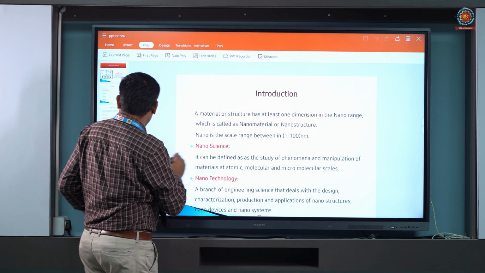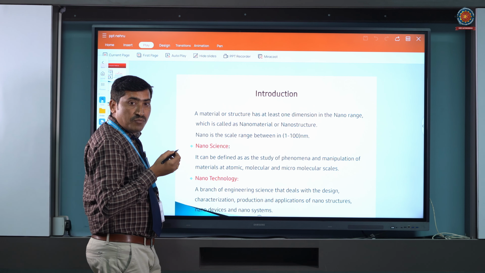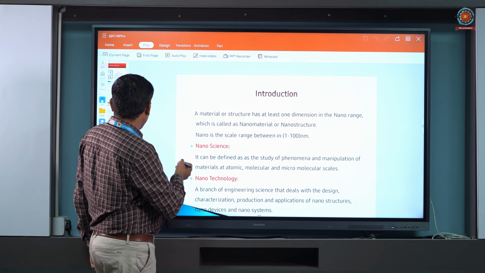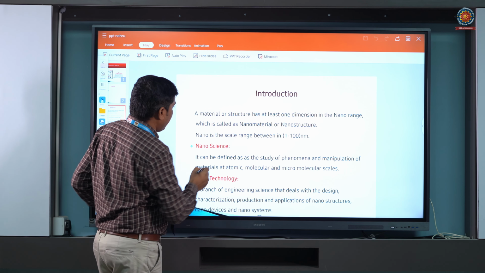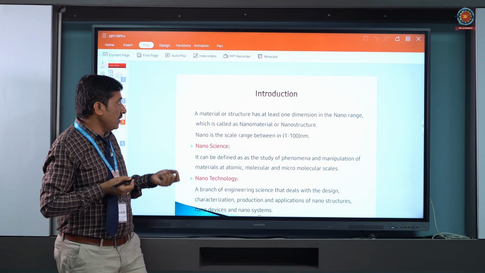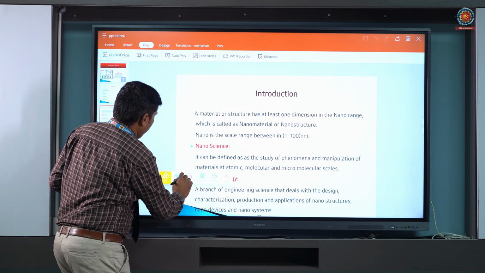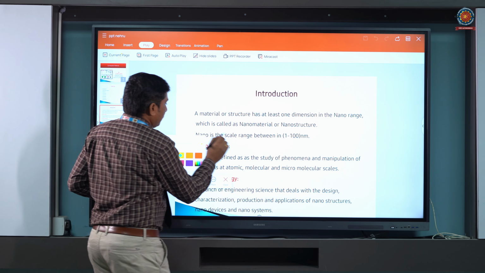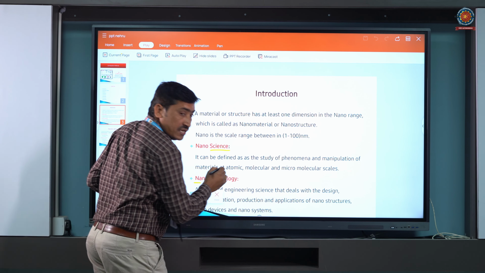What is nanoscience, which we already discussed? Nanoscience means it is a branch of science. Nanoscience deals with a material: we take any material, any sample, to the nano range. So this is nanoscience, and this is nanotechnology.